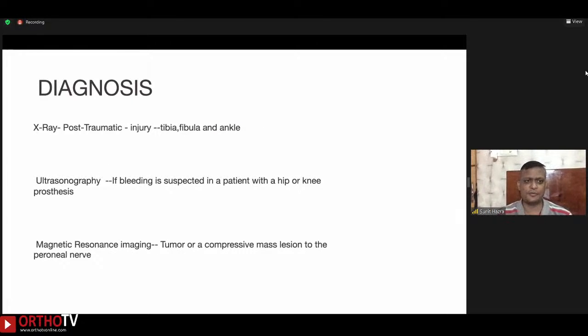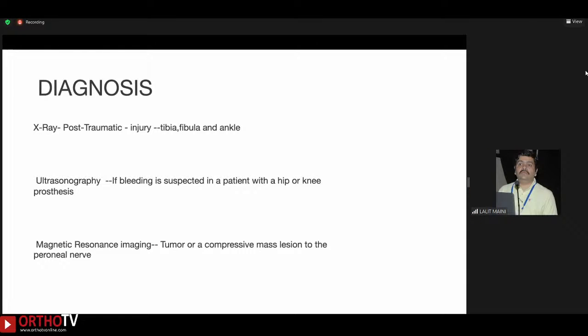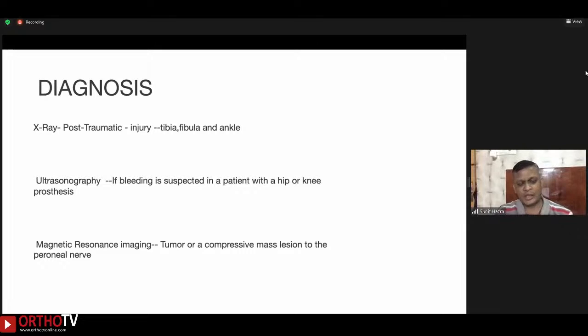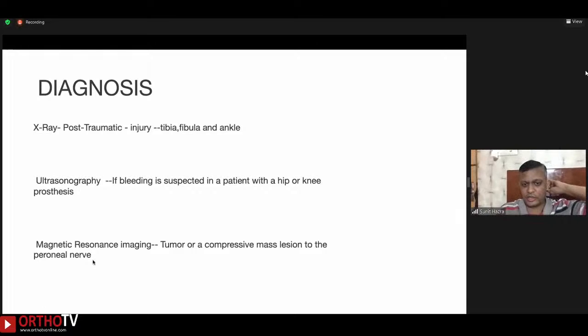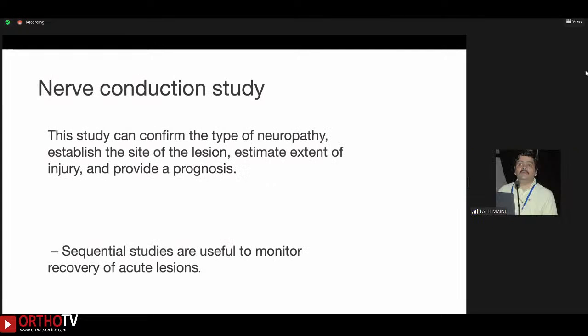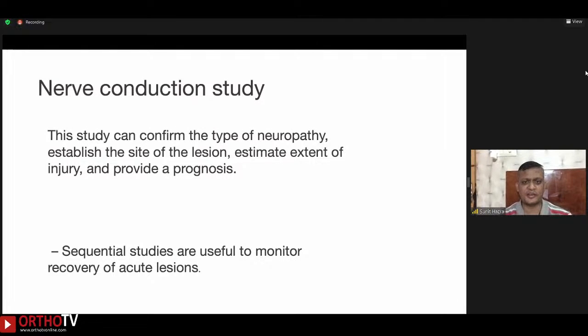If you want to do an investigation, it is mainly to support the diagnosis, like an X-ray, mainly to rule out indirect causes like a fracture of the tibia, fibula or ankle joint. USG is very rarely indicated, and MRI is also very rarely indicated, in particular in some tumor situations or compressive mass lesions, where MRI can be of some use. Nerve conduction studies can actually confirm the type of neuropathy and establish the site of the lesion, so they may be helpful.